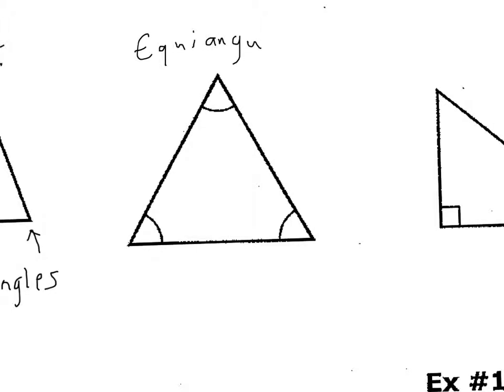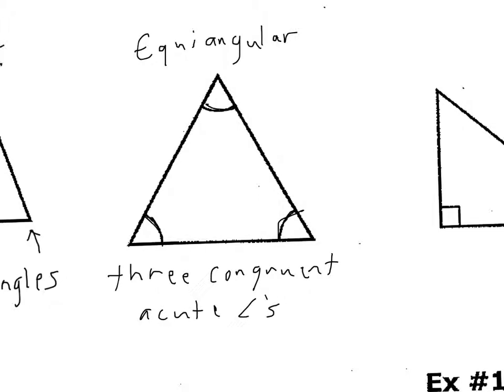The next type is going to be your equiangular triangle. An equiangular triangle is one where you have three congruent acute angles. So all of these angles are the same. So equiangular, you have three congruent acute angles.